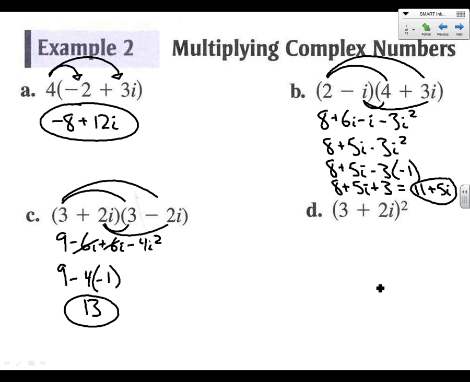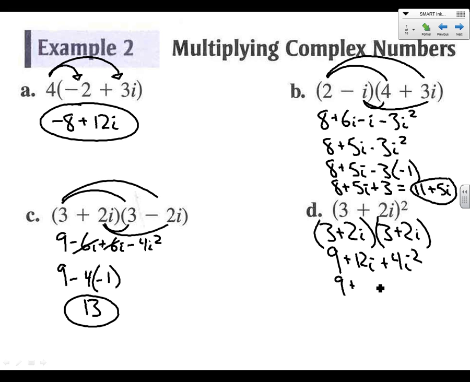Alright, and for option D, we are going to need to FOIL this. And a lot of you will be able to do this in a single step, but I'm going to write it out just in case you need the review. We're going to say 3 times 3 is 9, then 3 times 2 is 6, plus 12i, plus 4i squared. And so to simplify here, we're going to have 9 plus 12i minus 4, because i squared is negative 1, and so our final answer would be 5 plus 12i.